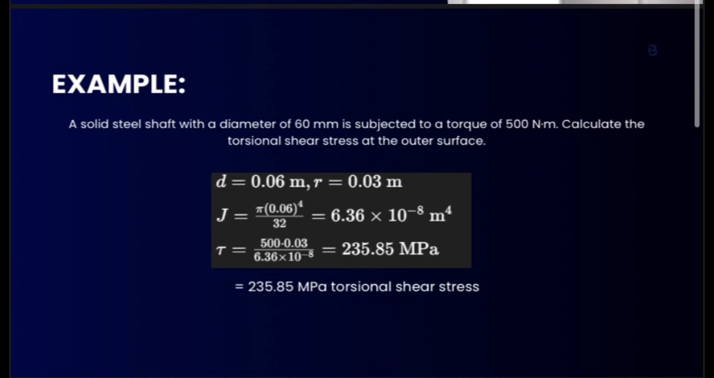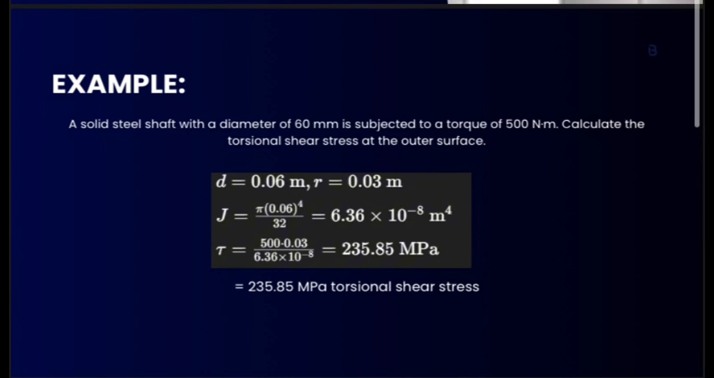So the second is find the radius. So radius equals diameter over 2 is equal to 0.03 meter. So the third step is calculate the polar moment of inertia. Polar moment of inertia equals pi times diameter to the power 4 over 32 equals pi times 0.06 to the power 4 over 32 is equal to 6.36 times 10 to the power negative 8 meter to the power 4.